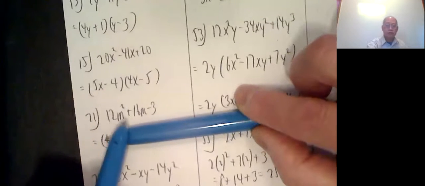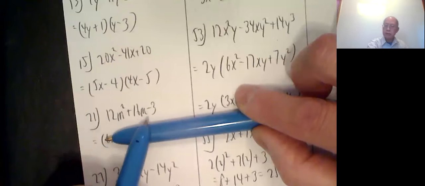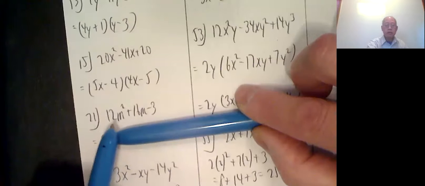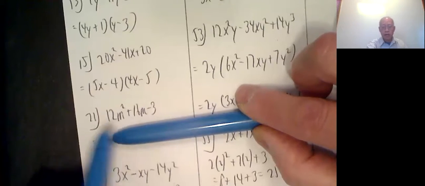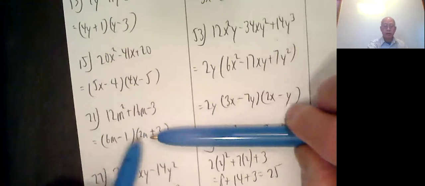Okay, 12m squared plus 16m minus 3. M squared is m and m. 3 has to be 1 times 3. 12, it can be 1 times 12, 2 times 6, or 4 times 3. It turns out that 6 and 2 work. If you go 6m and 2m, 1 and 3.